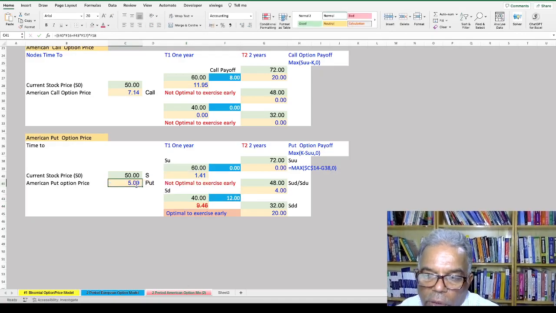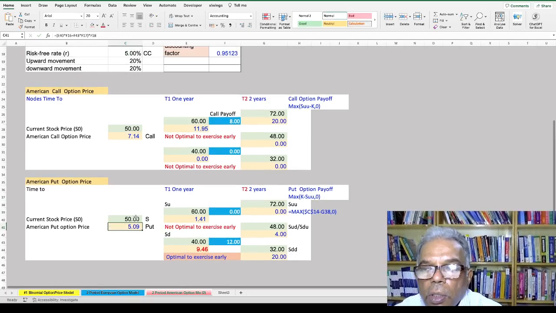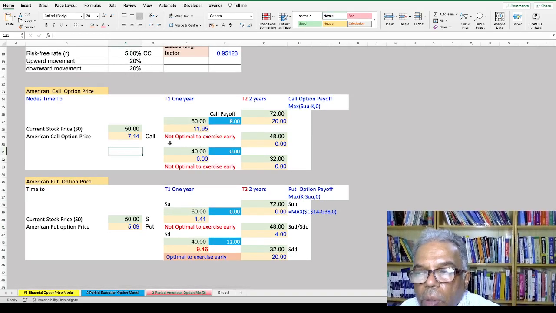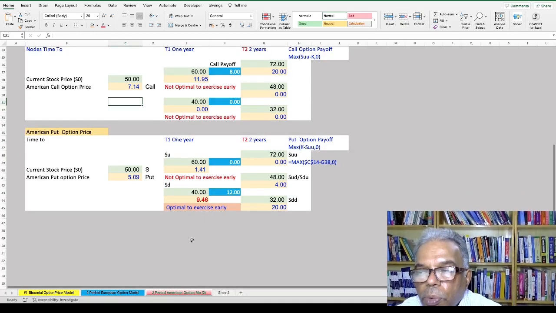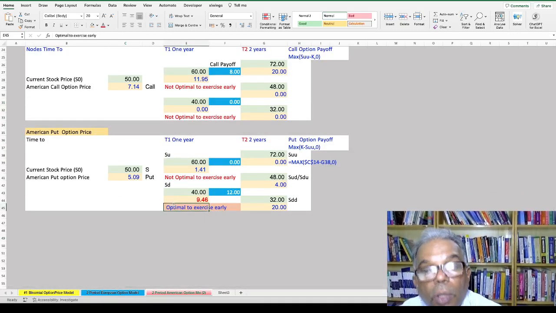That is the only difference. So I hope it is very clear. In the call option, we are unable to exercise early at the 1-year nodes. In the put option, in one of the nodes we are able to exercise early, and the price for the American put option is different.